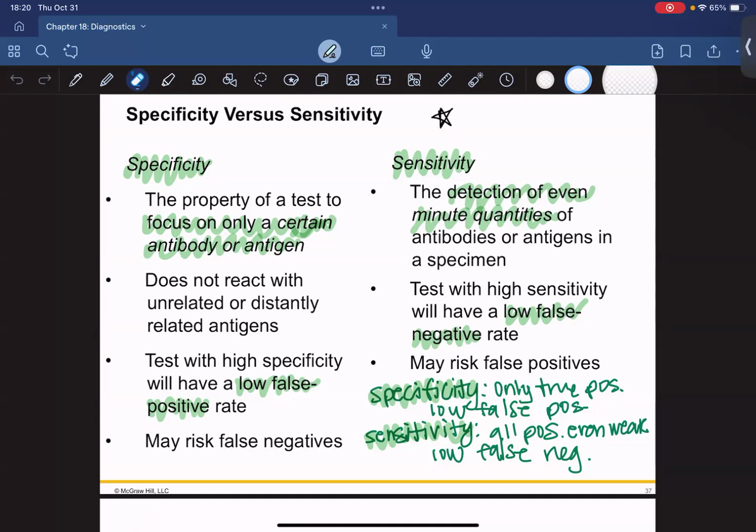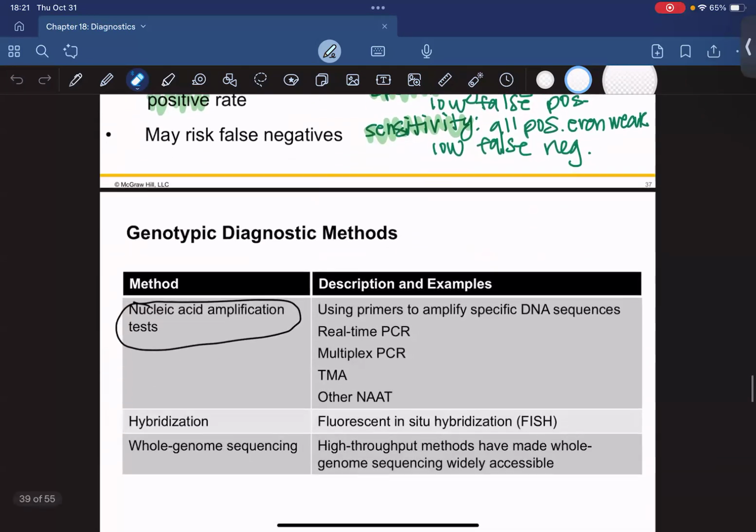Specificity, you are only going to react to the positives. So that's saying, I will only call you positive if you're positive. If you're negative, I'm not going to accidentally call you positive. So they have a low false positive rate, because they are less likely to call a negative a positive. Okay, that's the difference.